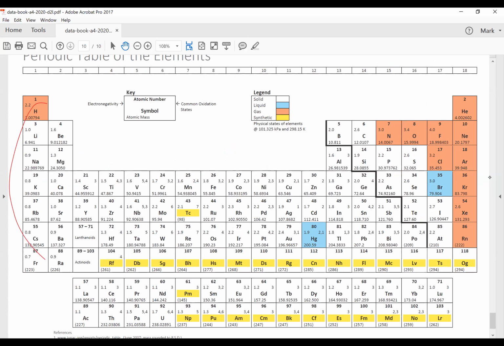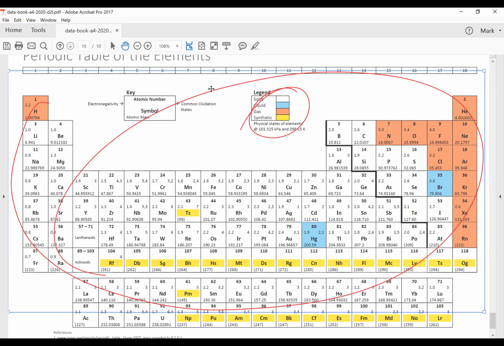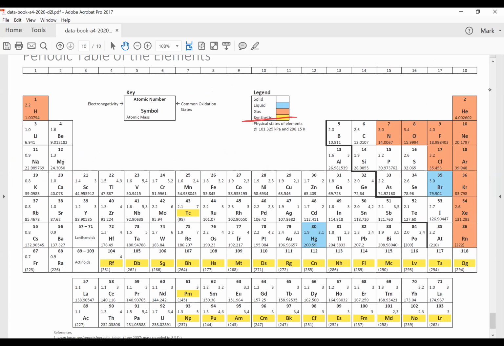When you're dealing with elements from the periodic table, you look at the colors, and the colors will tell you the phase: solid, liquid, gas. Remember, synthetic is not a phase. It just means that it's made in a lab. Okay, so phosphorus, P, this means it's a solid. And chlorine, this means that it's a gas.